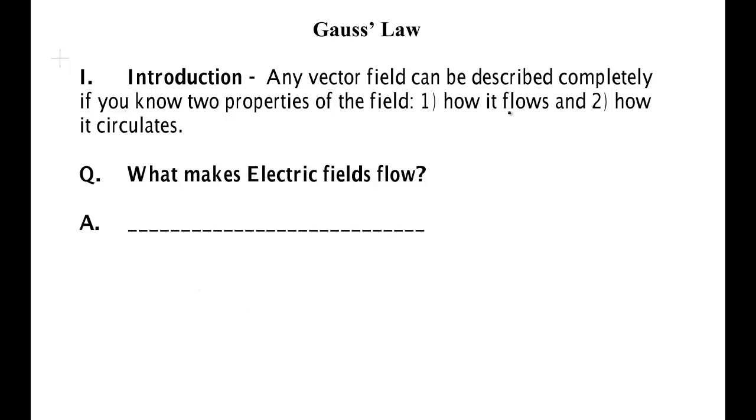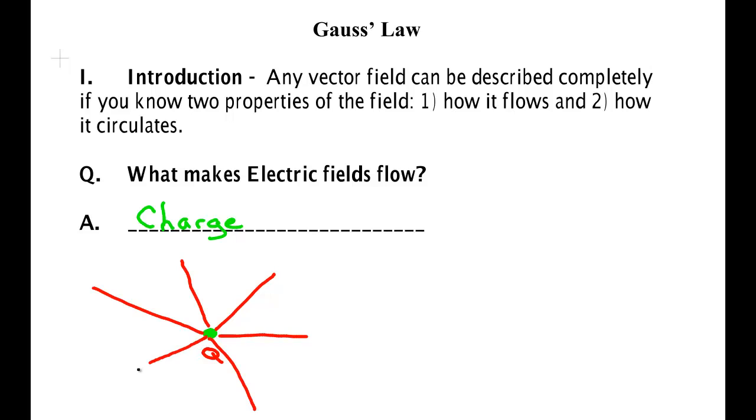So the first question, if these are the two questions you've got to ask, how does it flow and how does it circulate? What makes electric fields flow? Well, the answer to that is charge. We found when we were doing those field lines that we had a charge here. Let's say that that charge is Q. Then there are field lines that flow out of that in all directions, for instance, maybe like this. That's radial flow. The lines flow outward from this charge. Or if it was a negative charge, they would flow inward.